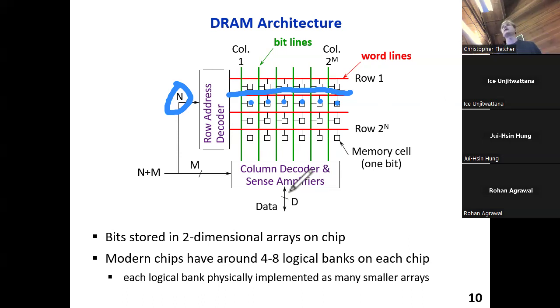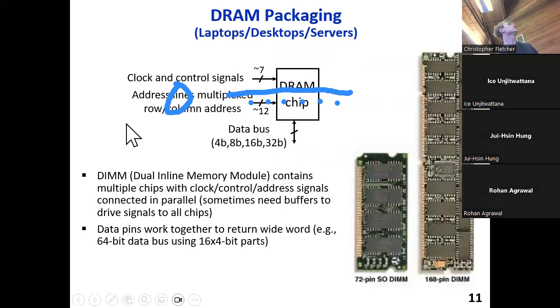Any questions on DRAM arrays? All right, let's continue on. And naturally I've got to get rid of this gunk, annotate. Clear all drawings. Beautiful. Okay.